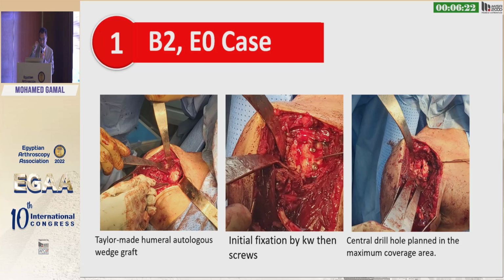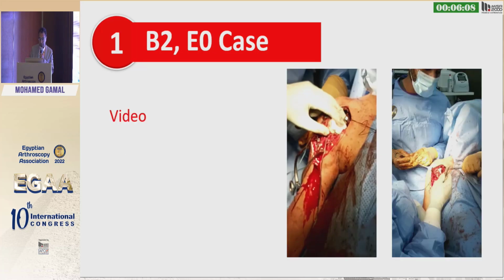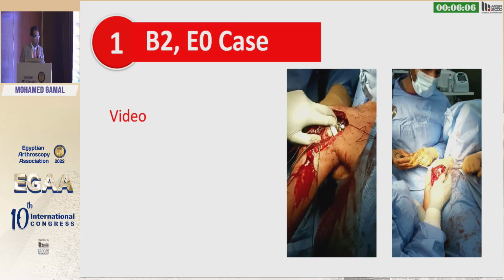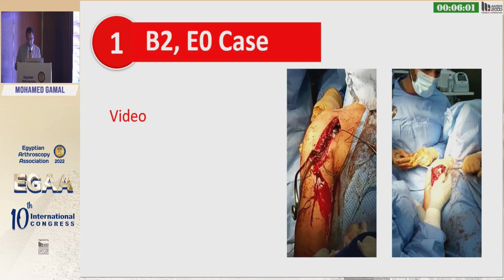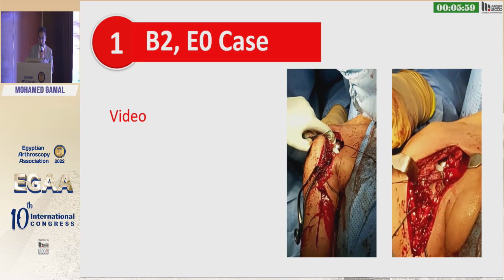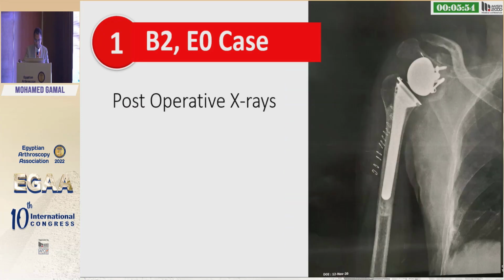We fashioned a humeral autologous wedge graft, fixed it first with the K-wires, and we made the central drill hole planned in the maximum coverage area. We insert the base plate successfully, followed by the glenosphere. And here you can see adequate reduction of the implant and closure of the subscap over the implant. And this is the post-operative with reconstruction of the glenoid with autologous graft.